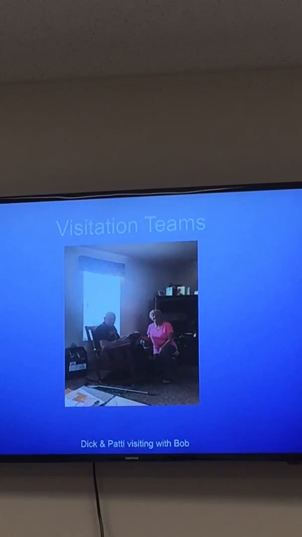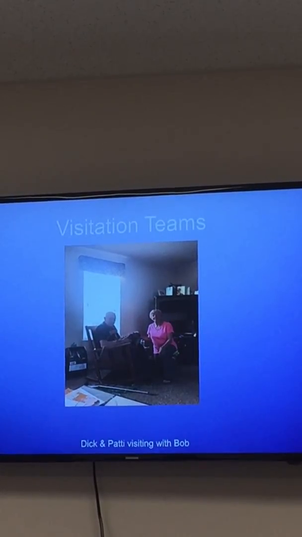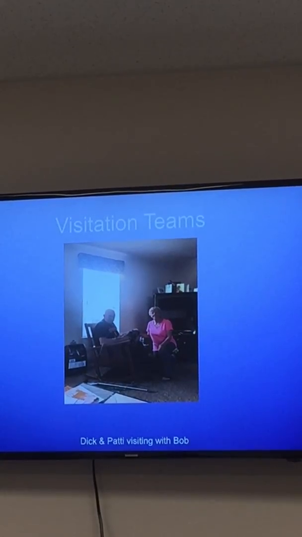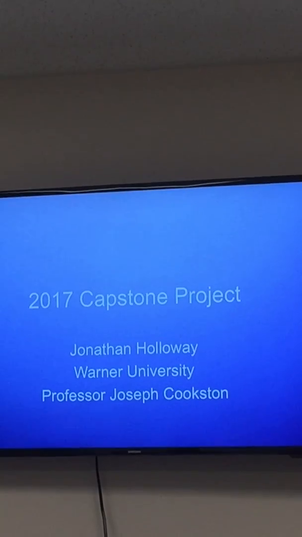And then this is Dick and Patty visiting with Bob. His nickname is Swampy, and they're taking time with him. And that is the project.